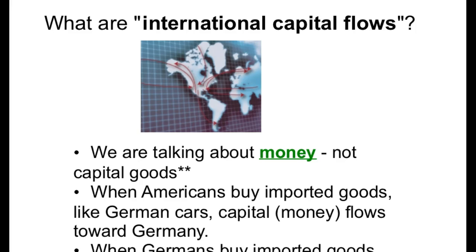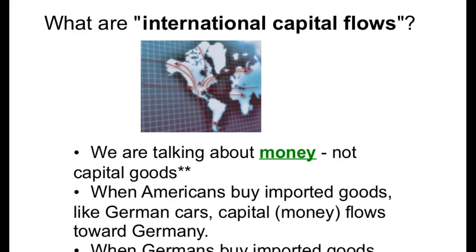So this is the first confusing part, because typically when we use the word capital, we're talking about machinery, tools, and equipment. But when it comes to international flows of money, we call them capital flows. So you want to keep in mind that particular term. When you see international capital flows or financial flows, we're talking about money moving across borders.